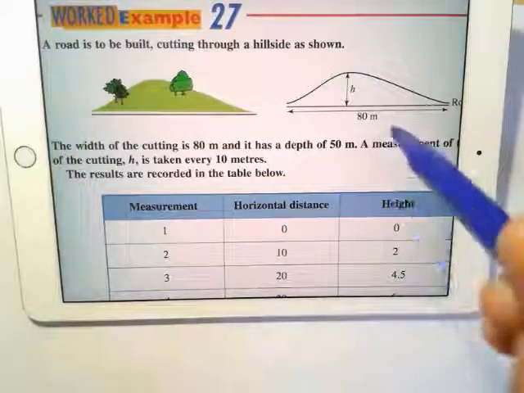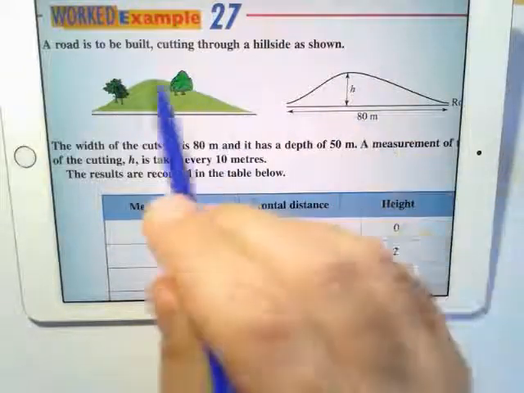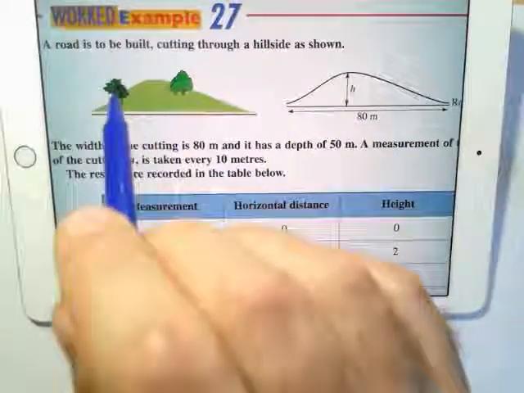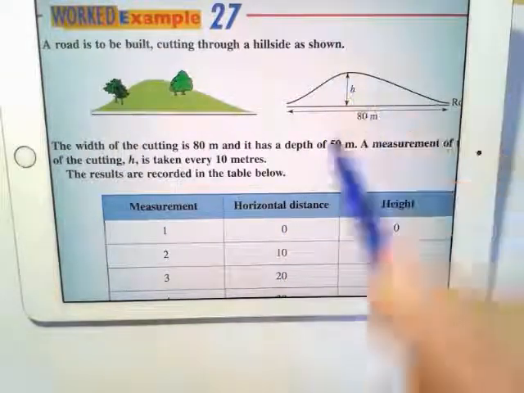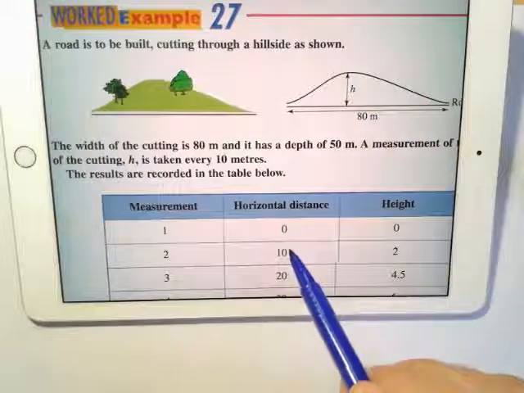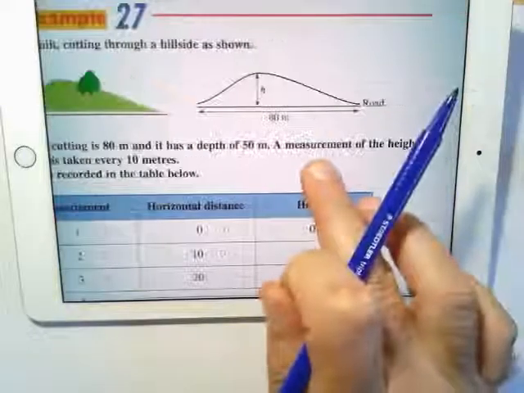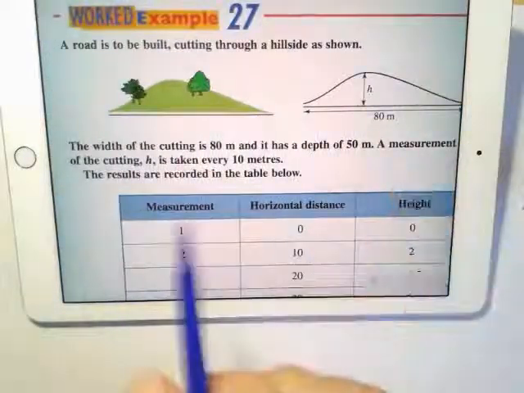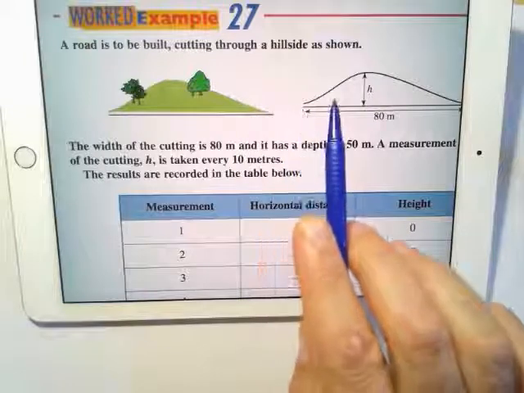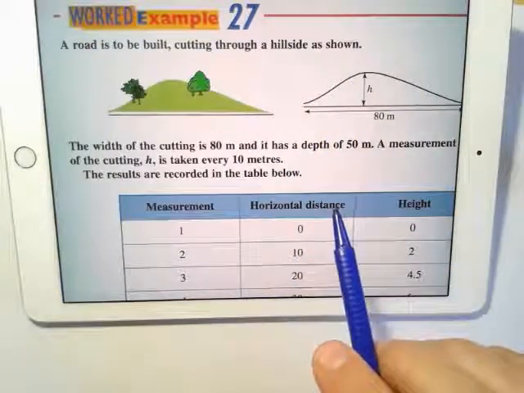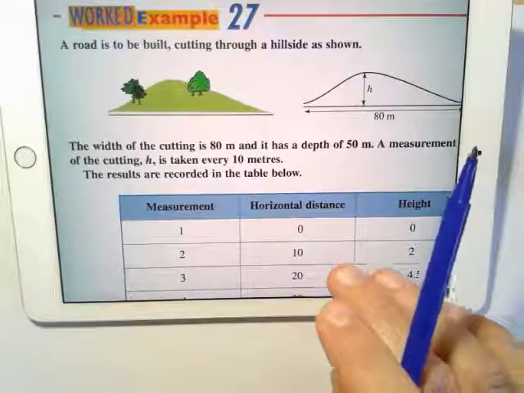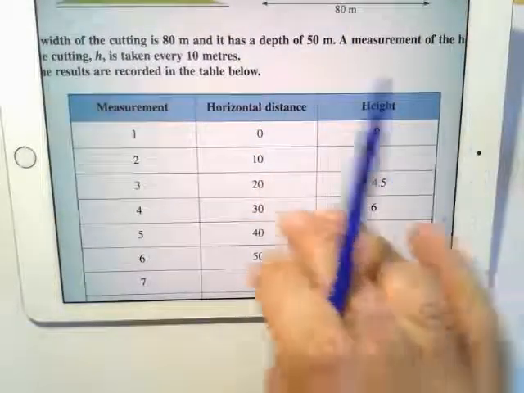Now depth means into the hill. So this hill will probably be going into that direction, which means 50 meters into the thing we have to calculate. The measurement of the height of the cutting is taken every 10 meters. So every 10 meters they calculate what is the height at that point. It'll give us a table when I calculate the meter.